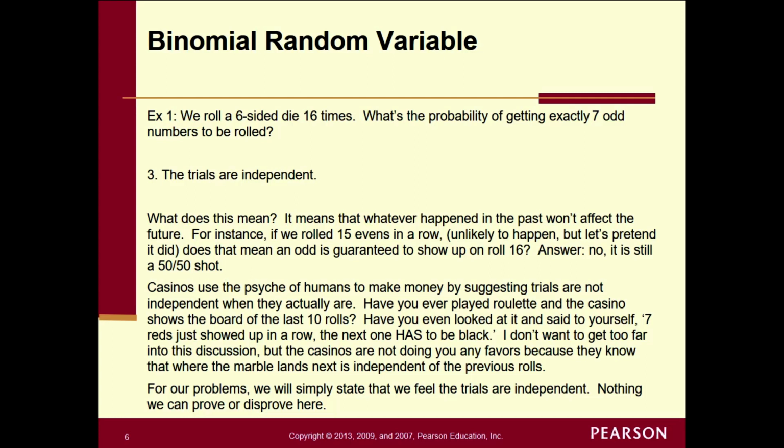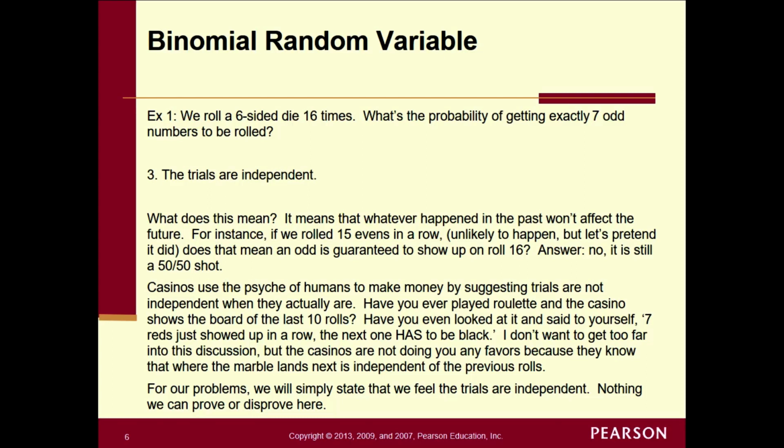Third one, the trials are independent. What does this mean? It means that whatever happened in the past won't affect the future. So for instance, if we rolled 15 evens in a row, which is pretty unlikely to happen, but let's pretend it did. Does that mean an odd is guaranteed to show up on roll 16? Answer, no. It is still a 50-50 proposition.